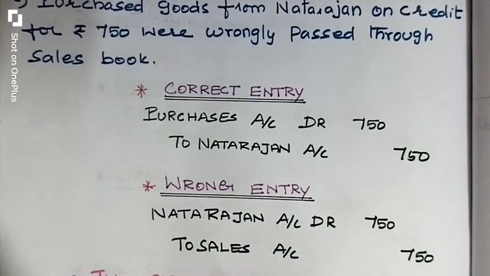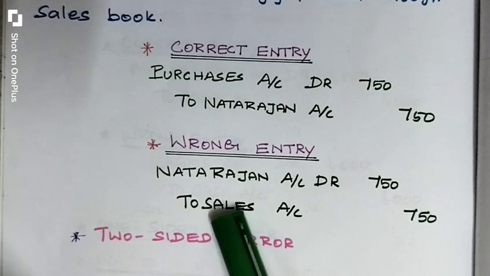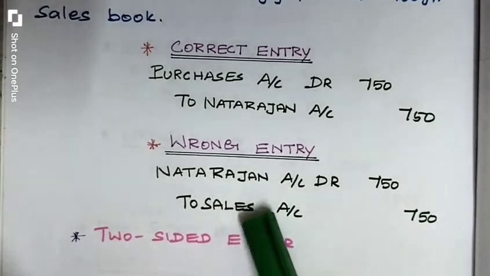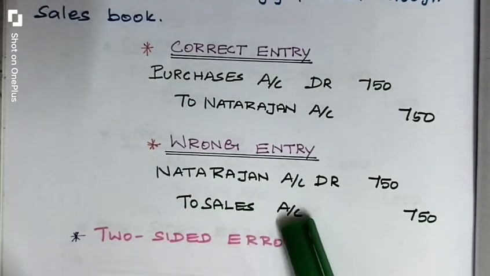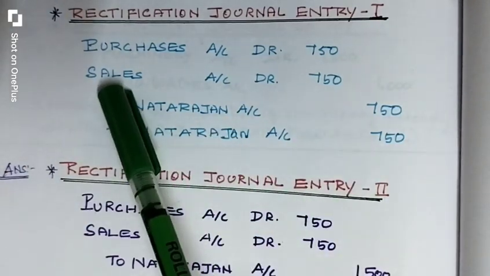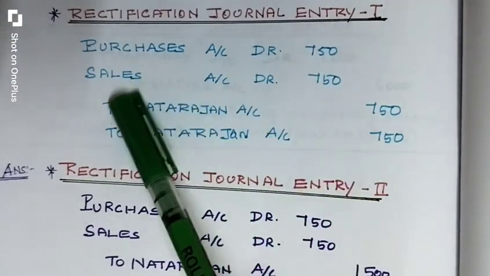We have the two-sided error. Which is the other side error? The credit side error. Which account is on the credit side? Sales account is on the credit side. We have to debit it. Sales account debtor 750 rupees. Now we have debited the sales account.